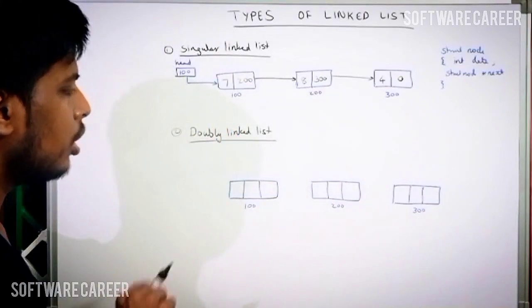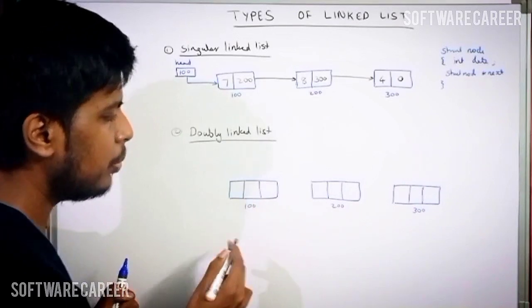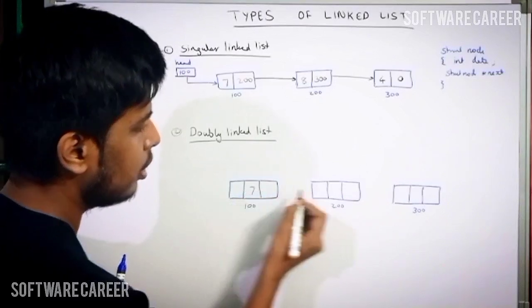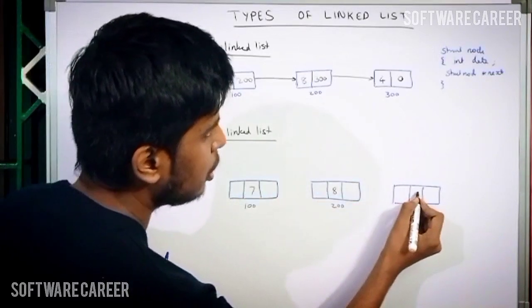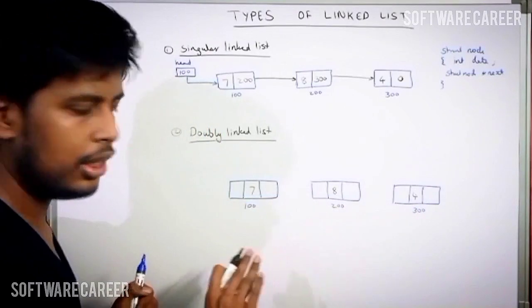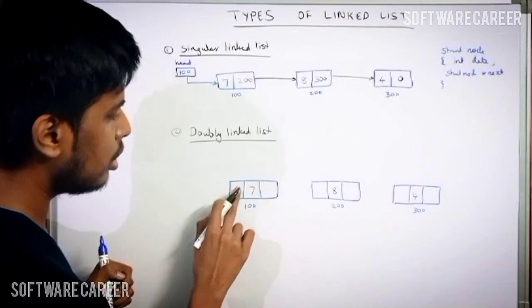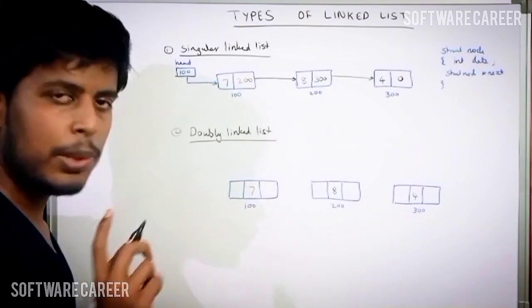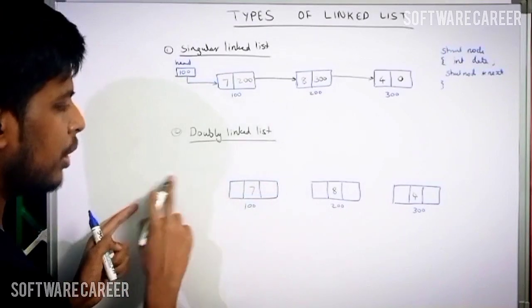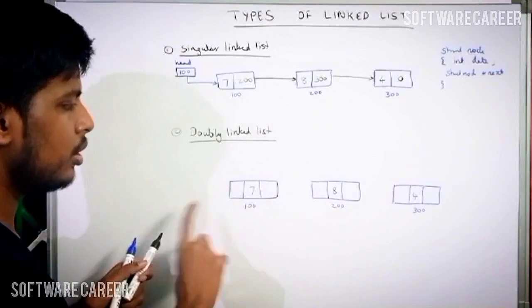Now this second part, the middle part, is the data part. In the middle part you can store the elements which you want to store in the linked list. Suppose I'm storing 7 here, 8 here, and 4 here. Suppose these are the elements I should store in this doubly linked list. So this middle part is the data part. This first part is the pointer part which points towards the previous node. No previous node is there. This is the first node.